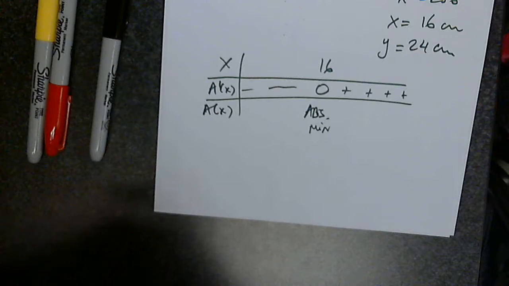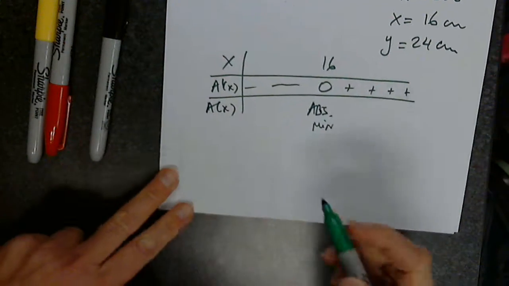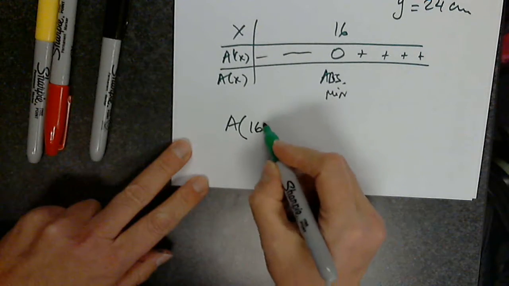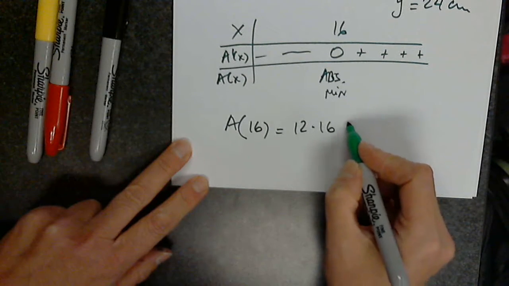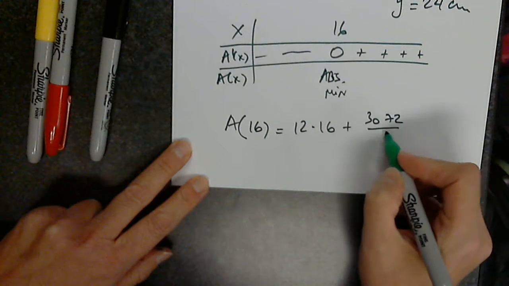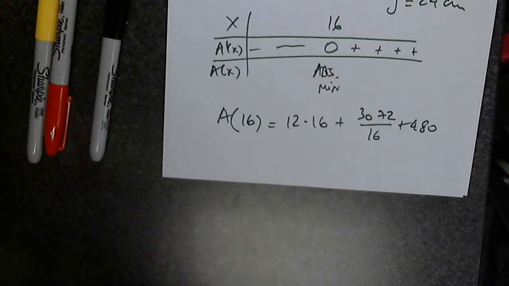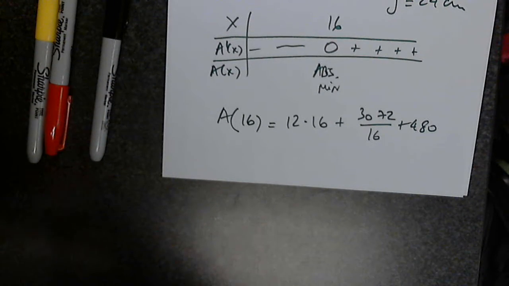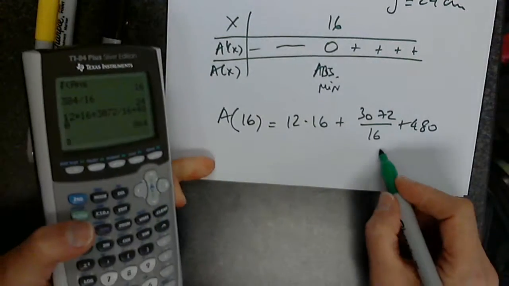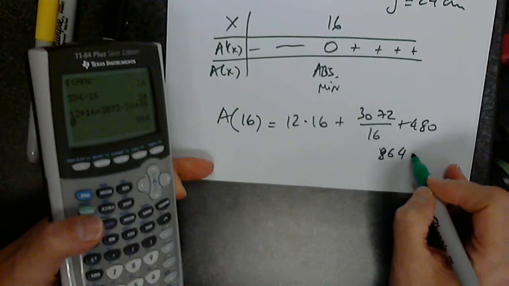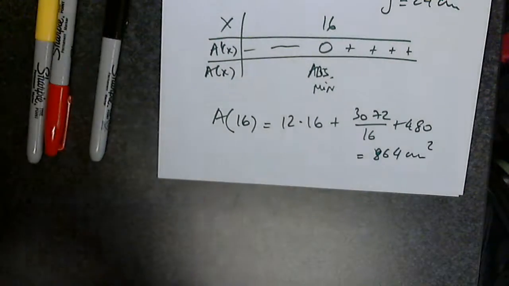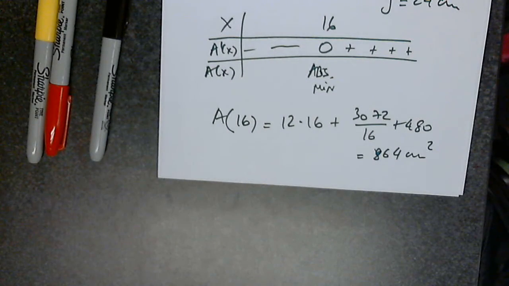And now if I'm asked to find that absolute minimum, I will find it as A of 16, which is 12 times 16 plus 3072 over 16 plus 480. And I will calculate this. 12 times 16 plus 3072 divided by 16 and plus 480. So 864 squared centimeters. So this is the absolute minimum.